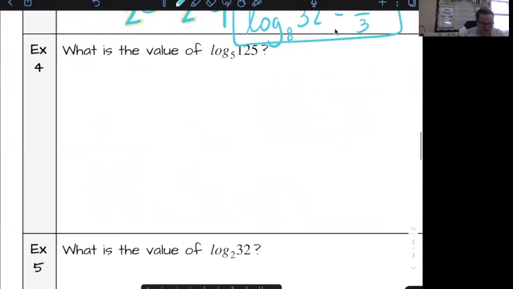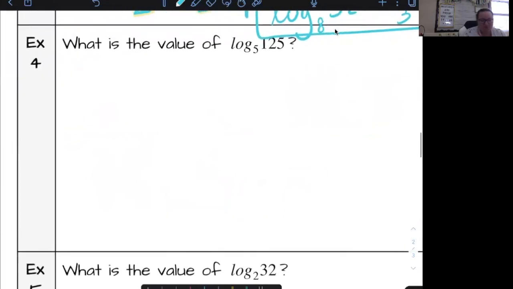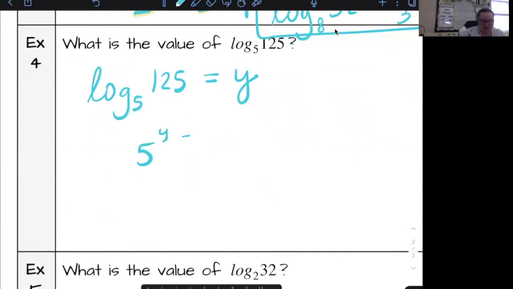All right, now let's do example 4. I'm going to walk you through this step by step. So the log base 5 of 125 is equal to y. Rewrite it in exponential form. So 5 to the y is equal to 125. You could probably do this in your head. 5 to the what power is 125? Let's see, 5 times 5 is 25. 25 times 5 is 125. So that means that 5 to the y is equal to 125 can be rewritten as 5 to the third.